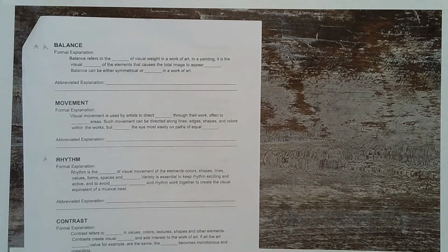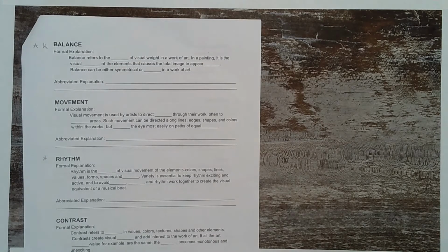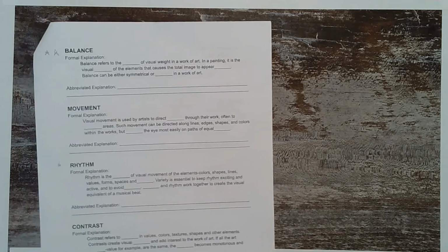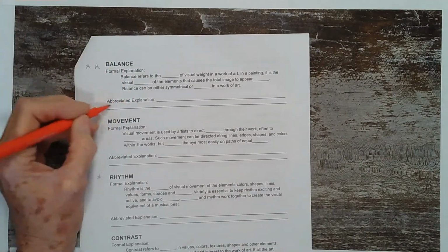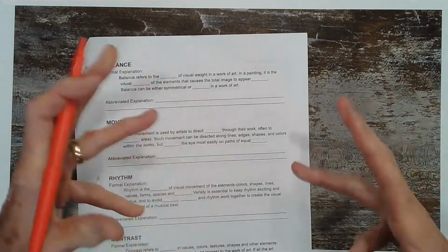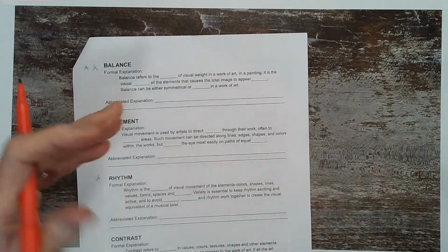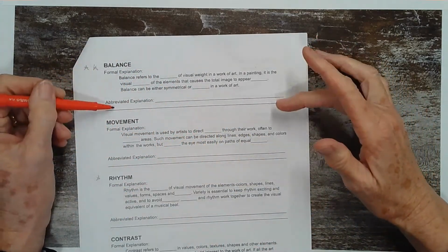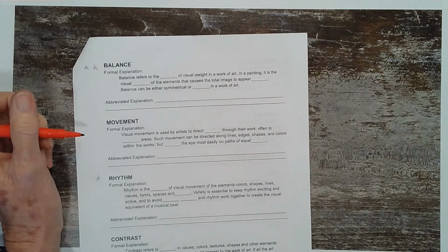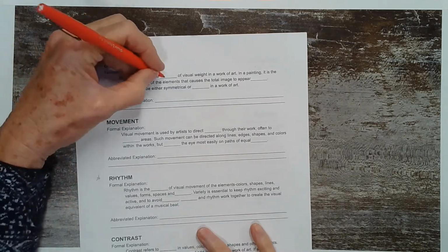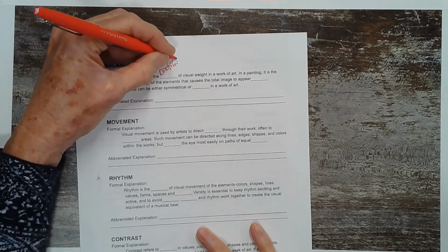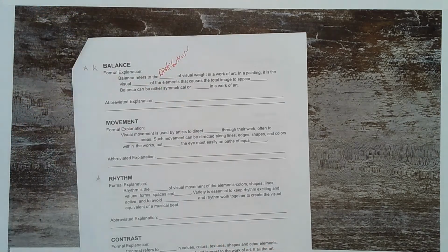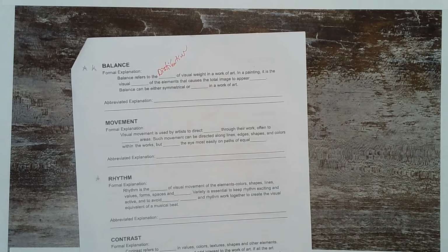Okay, so right now I'm going to talk about balance. Balance is very important. We have our formal explanations and a brief one. The formal ones, artists like to talk about things concisely, but to me, this is what it really means. That's why I'm giving you two. So balance refers to the distribution of visual weight in a work of art.